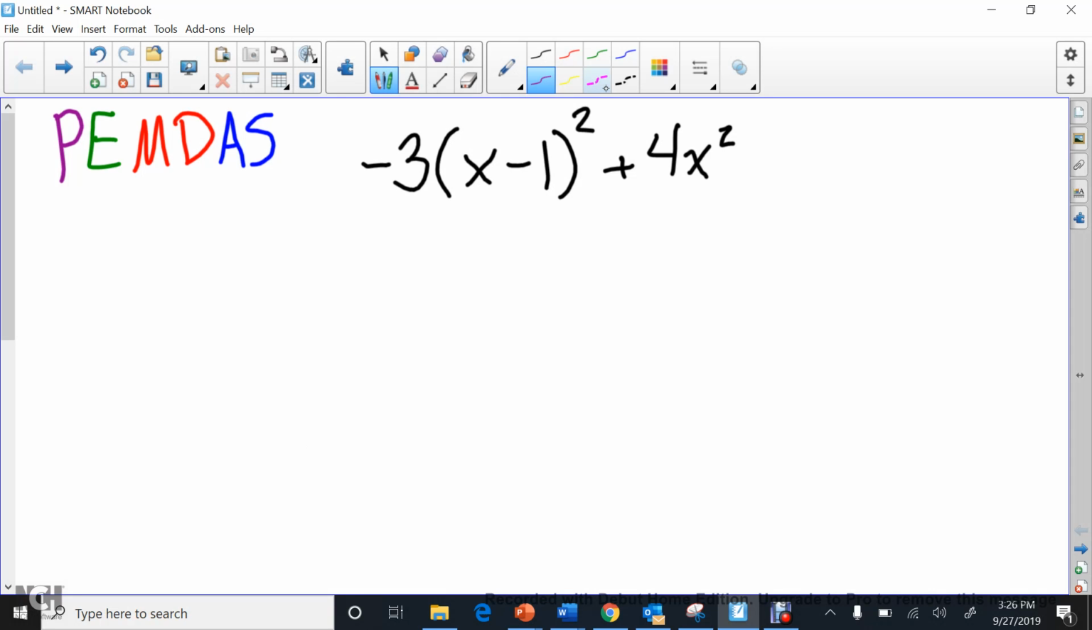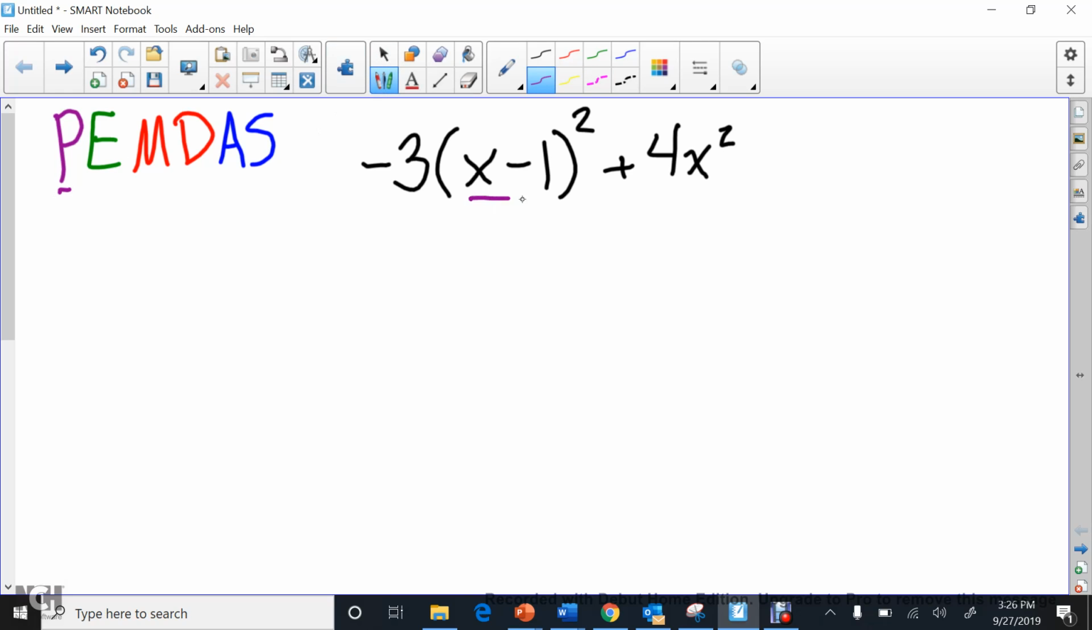So in this problem, we are simplifying. What that normally means is we're following order of operations, or PEMDAS, whatever you may have called it, until we get our equation in a more streamlined form. So first, we look for parentheses.